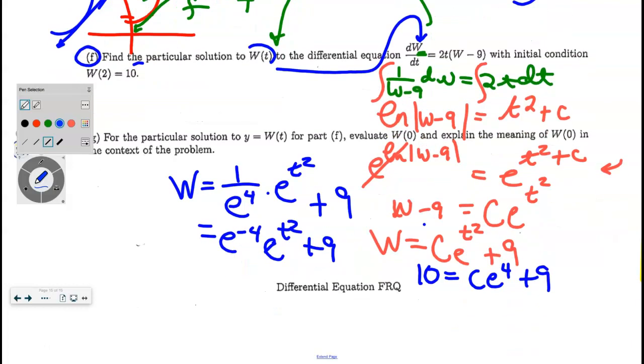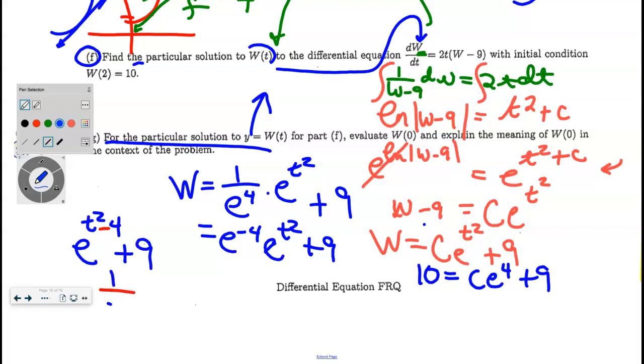Now for part G, it says for the particular solution that we just found, evaluate W of 0. That would be the amount of watermelons at time 0, which would mean before we started bringing watermelons to the warehouse and they started to increase, how many were there? Well, I have e to the t squared minus 4 plus 9. And I put a 0 in for t, so it looks like I'd have 1 over e to the 4th plus 9. So just slightly over 9 watermelons. That's kind of weird. But we're done. That's it. That's all I know.